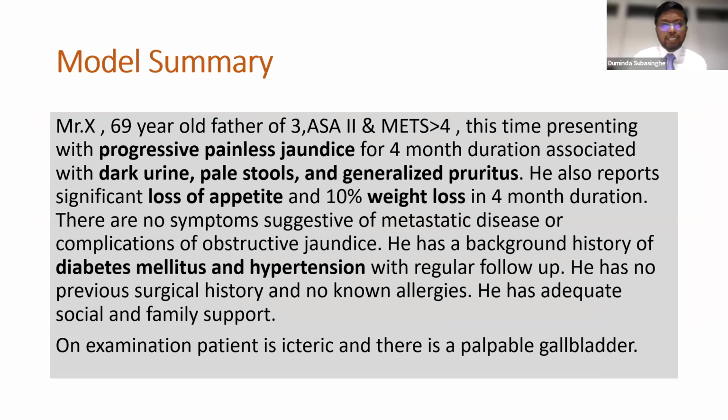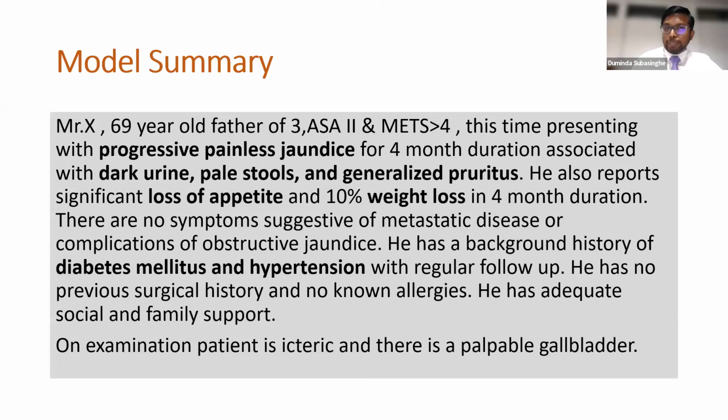a typical scenario. Again, a 69-year-old male, ASA 2, ASA is how you classify your comorbidities, right? Two, then the MELD score I mentioned, presented with progressive painless obstructive jaundice. These words are important. Now you need to summarize your history taking and examination. You will be given 5 minutes. Within those 5 minutes, you need to make a summary of your own.